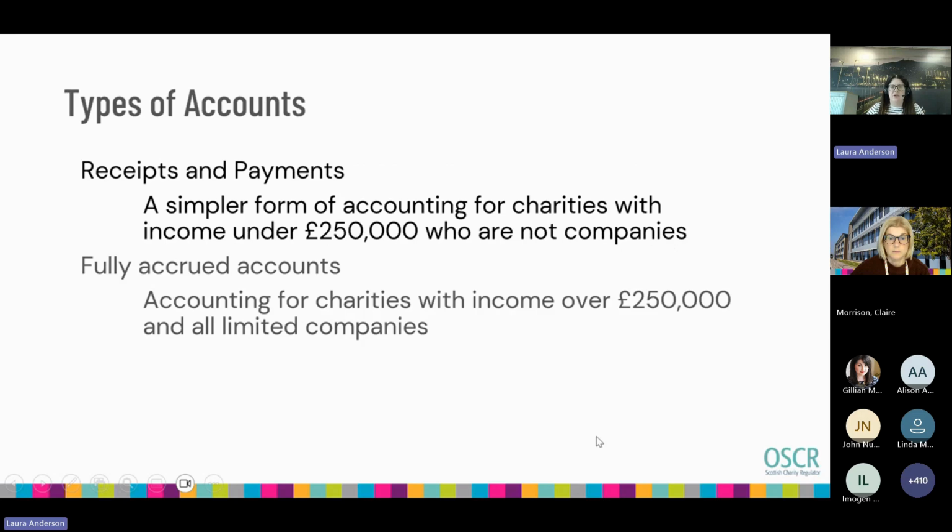So moving on then to look at the two different types of accounts that I mentioned earlier. Firstly, we have receipts and payments accounts. These are a simple form of accounting and they're prepared on a cash basis. They reflect the cash transactions in and out of the charity for the year. And receipts and payments accounts can be prepared by charities with an income of less than £250,000 unless the charity is a company, in which case it has to prepare fully accrued accounts.